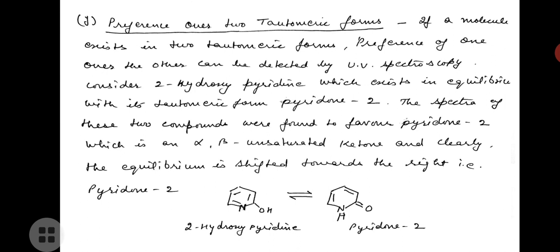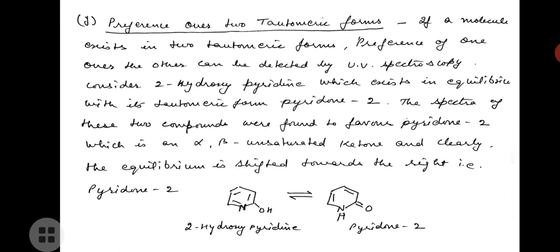Then the next application of UV spectroscopy is preference over two tautomeric forms. If a molecule exists in two tautomeric forms, preference of one over the other can be detected by UV spectroscopy. Now here you can see two structures, that is 2-hydroxypyridine and pyridone 2. So 2-hydroxypyridine exists in equilibrium with its tautomeric form pyridone 2.